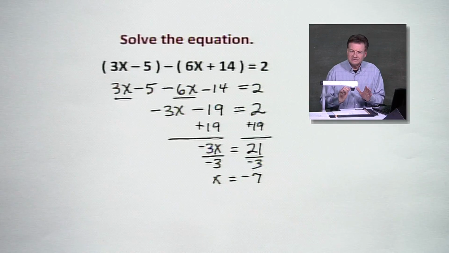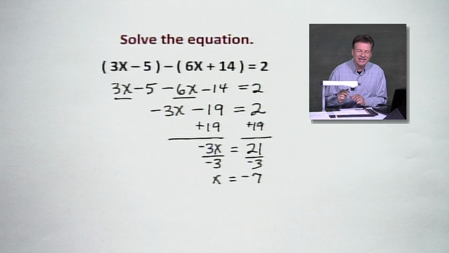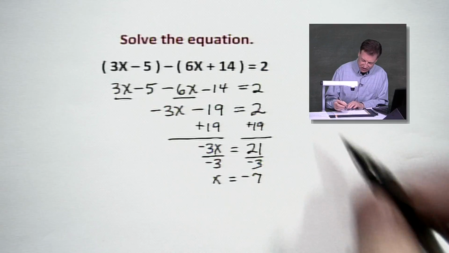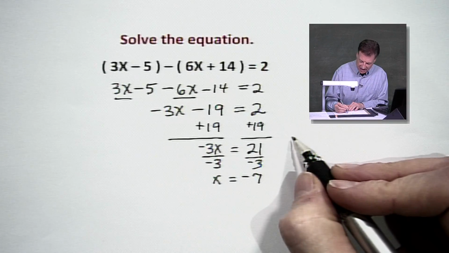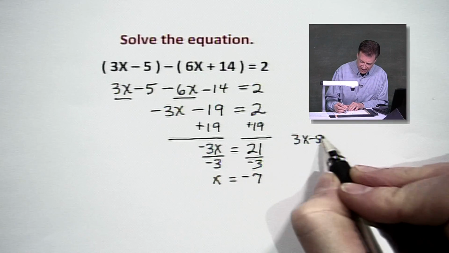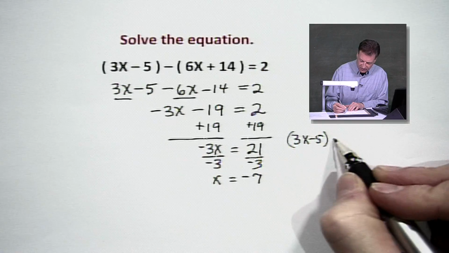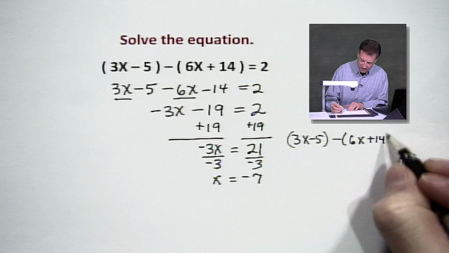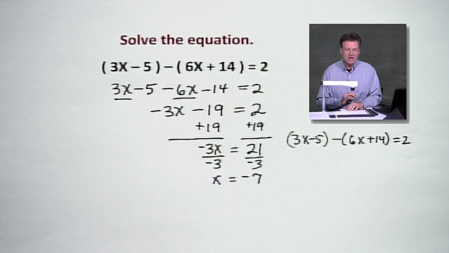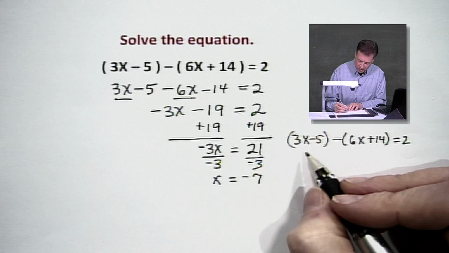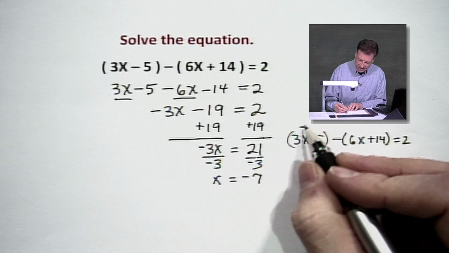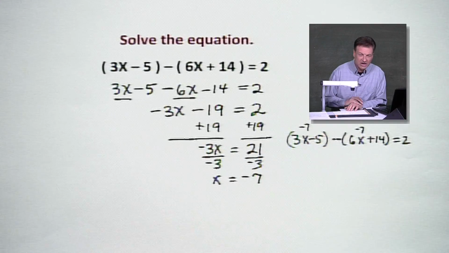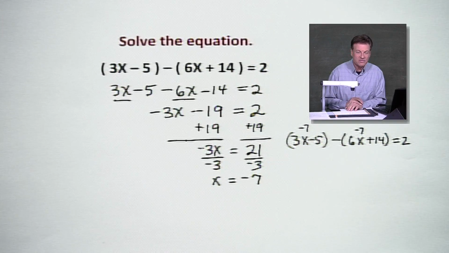Now, you know me. Those of you who've tuned in, yes, you know me out here. Those of you who never have, you're going to learn about me here. I like to check to make sure this works. So let's check it out here. We got 3x minus 5 in parentheses, and we're going to subtract that 6x plus 14, and we're going to see if we get a result of 2. So we're going to substitute this in there really quick. We're going to put a negative 7 everywhere we see an x, and I'm just going to write it right above there, all right? So we can work right through there.